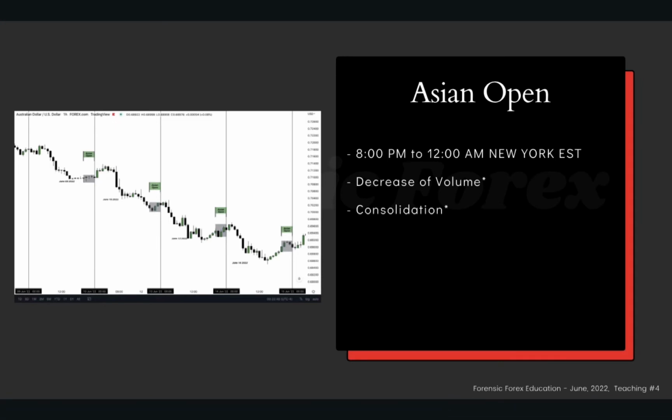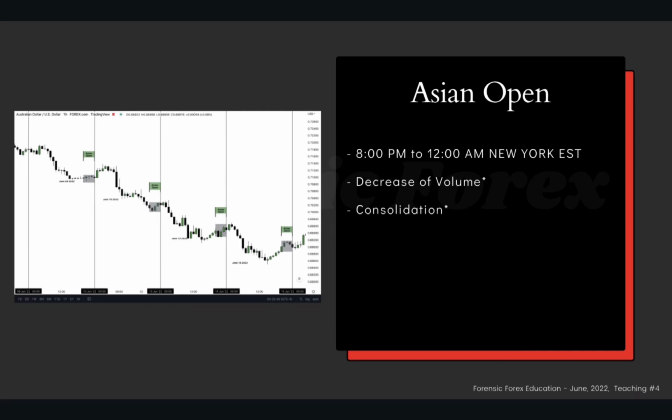Asian Open. This session starts at 8 p.m. and ends 12 a.m. midnight New York Eastern Standard Time. There is a decrease in volume during this time period, and there's primarily consolidation that happens in this session. Now you know there are two asterisks next to it. Now it all depends on what pair that you're trading.